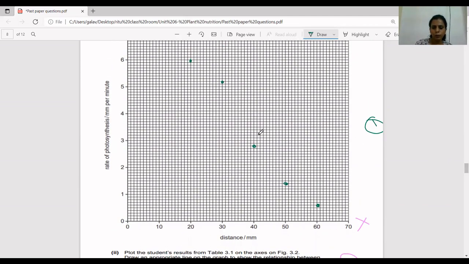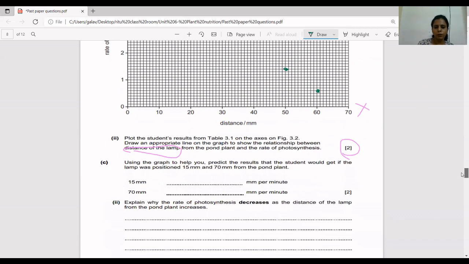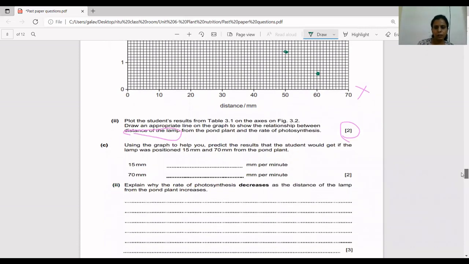Now after your plotting of points is done, you have to join these plots, and while looking at the graph you can make out that you have to draw a line of best fit. So what you can do is place a ruler and try to include the maximum points along the ruler. The line in which maximum points are included along the ruler would be your line of best fit. So for joining of the plots, you will get the second mark.